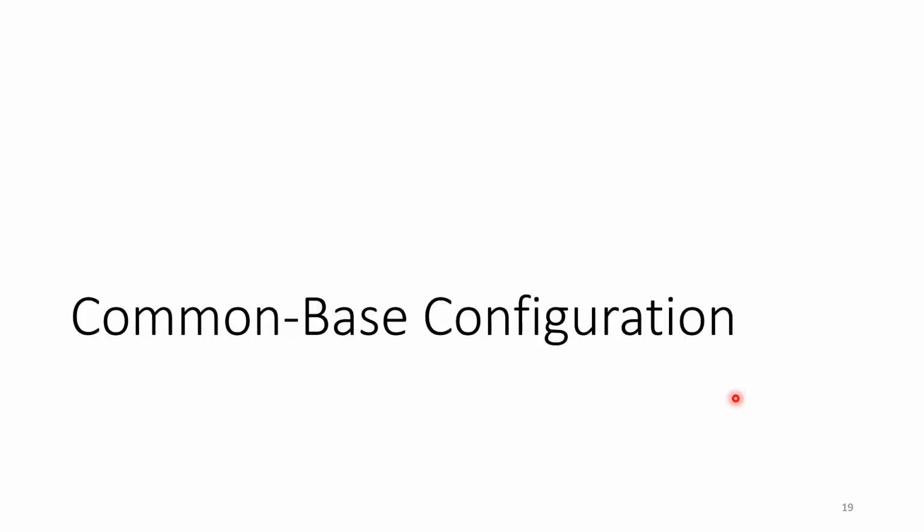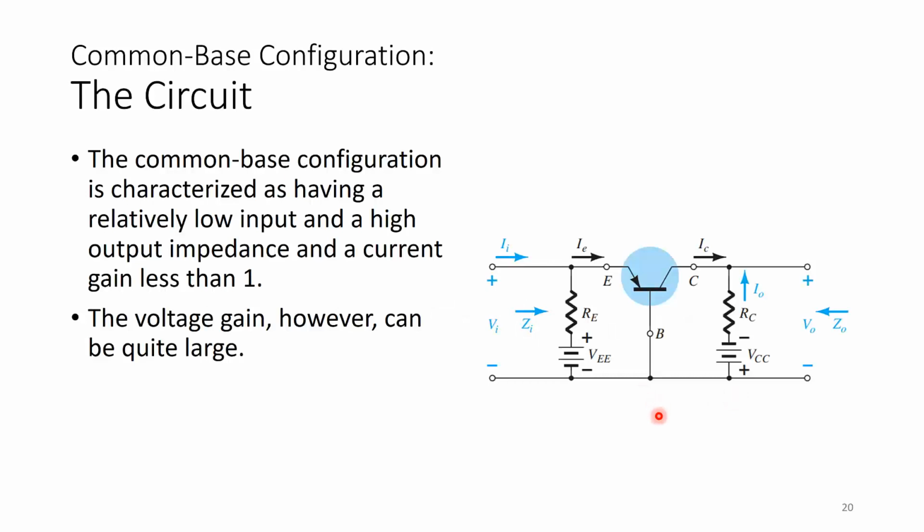We will now look at the common base configuration. Now the circuit is going to be something else. With the common base configuration, the base will be connected to ground, input will be fed through the emitter, and output will be taken at the collector. The common base configuration is characterized as having relatively low input impedance, a high output impedance, and a current gain less than 1.